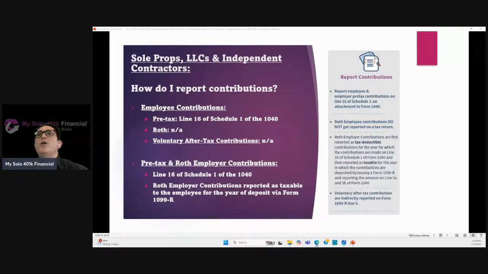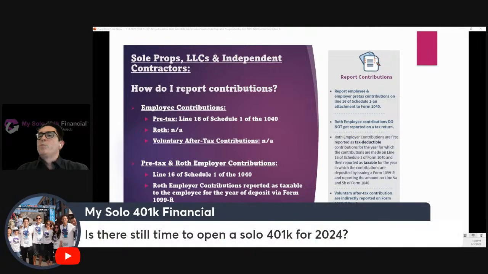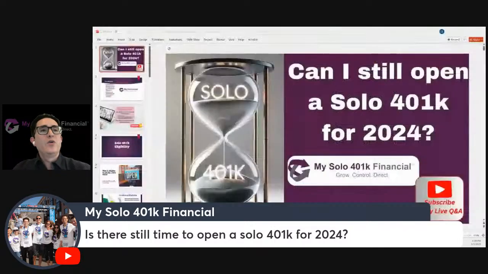So as far as other questions that one might ask, some common questions this time of year is: is there still time to open a solo 401k for 2024? So the answer is yes.